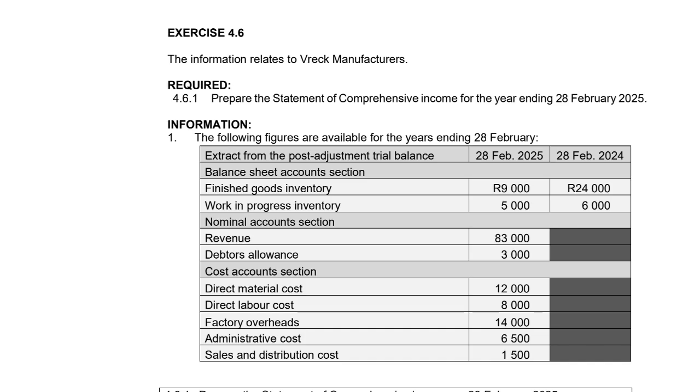Exercise 4.6. The information relates to brick manufacturers. Required. 4.6.1. Prepare the statement of comprehensive income for the year ending 28 February 2025. Information 1. Extract from the post-adjustment trial balance, balance sheet account section: finished goods inventory, work in progress inventory. From your nominal account section: revenue, debtors allowances, direct material costs, direct labor costs, factory overheads, administrative costs, and sales and distribution costs.